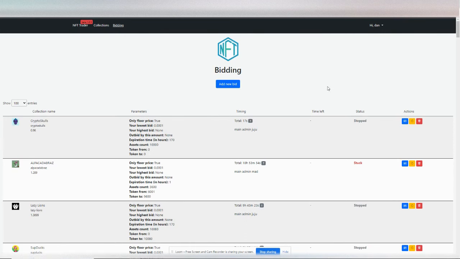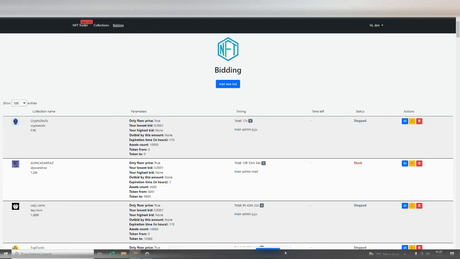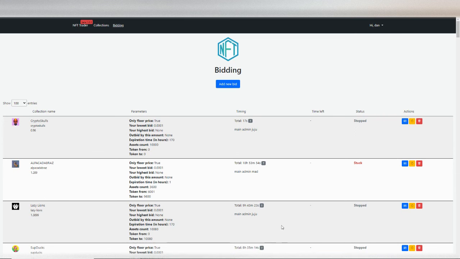Hey guys, a video here on how I like to flip NFTs using the most simple strategy, which is basically just bidding below the floor on a higher level, on a mass bidding level. You do this simply by using our software.